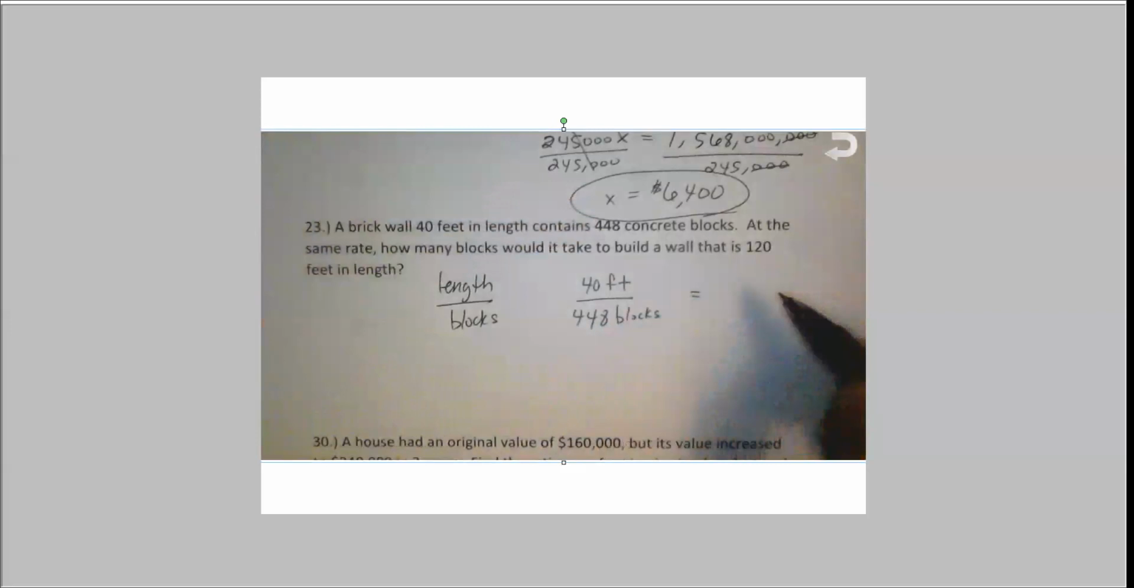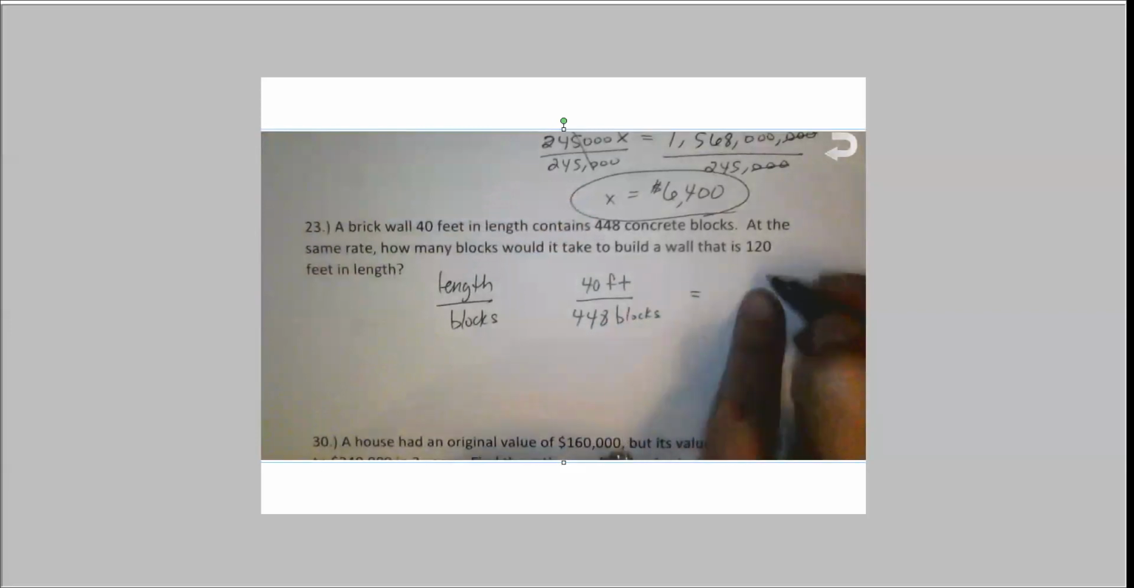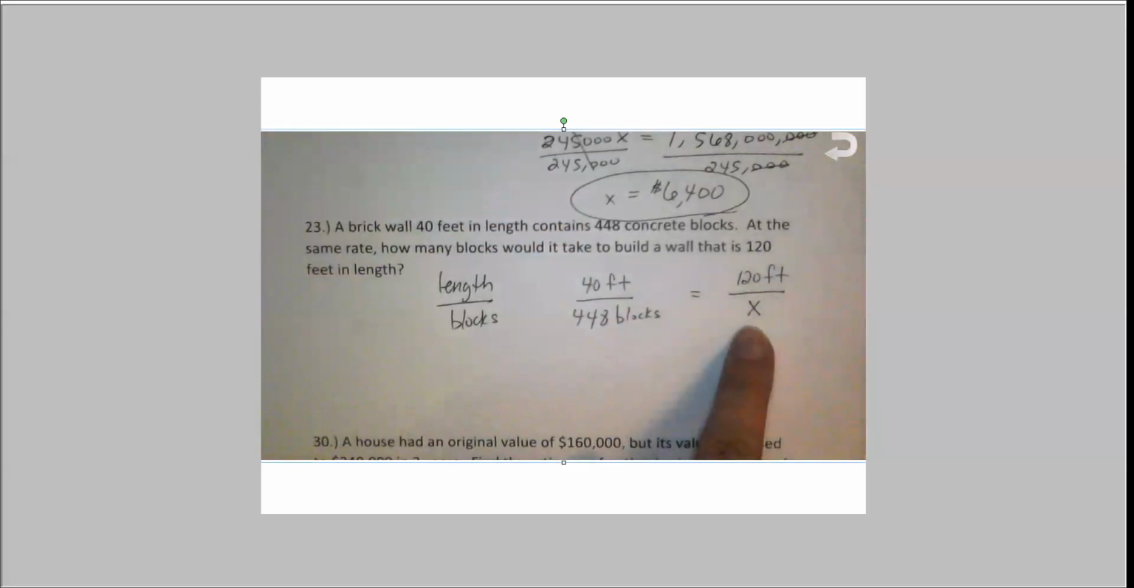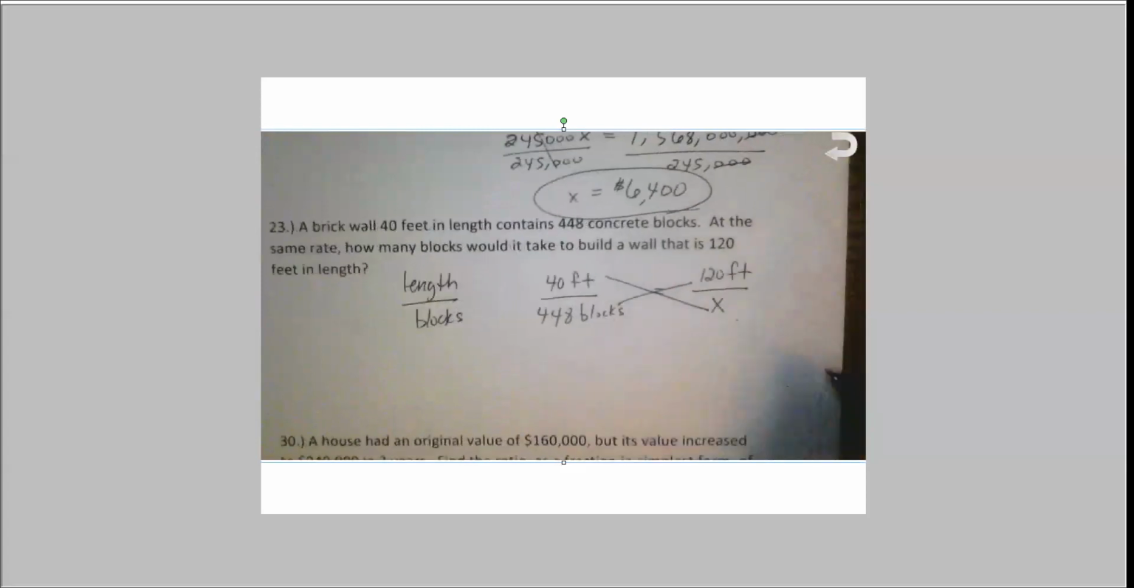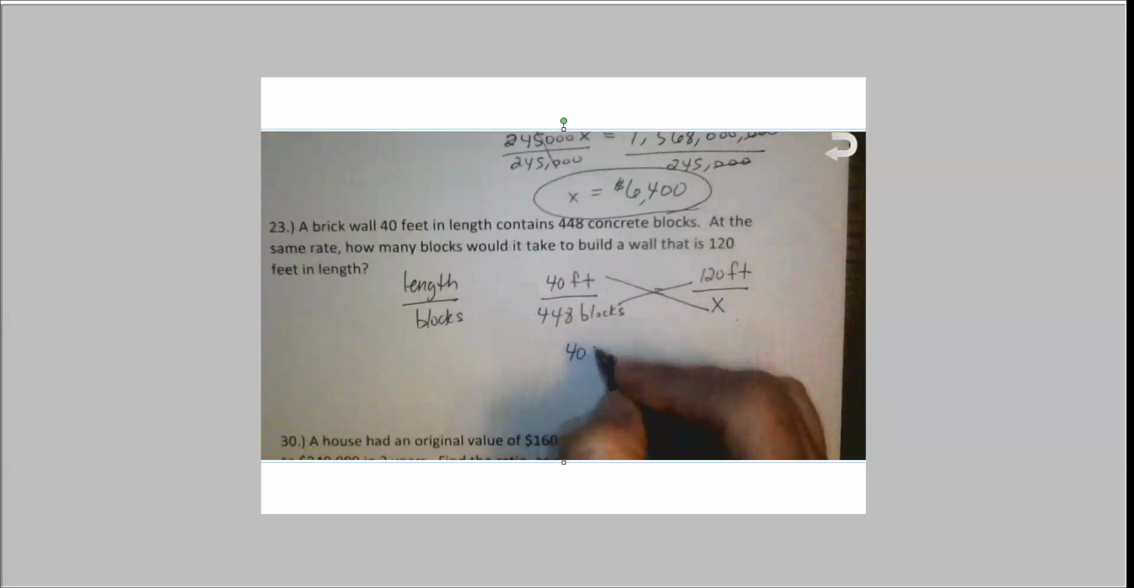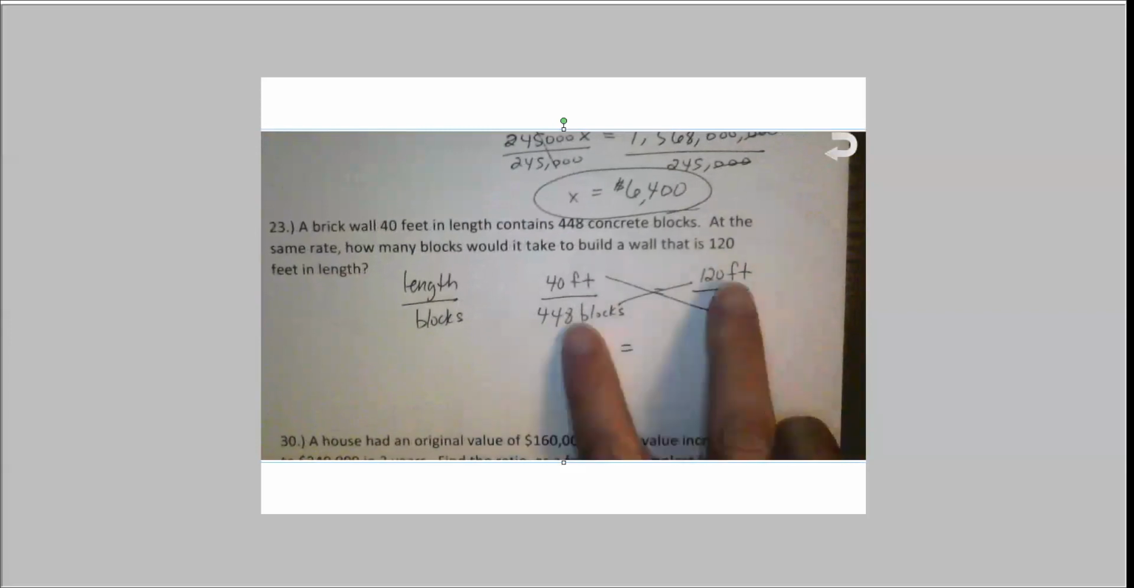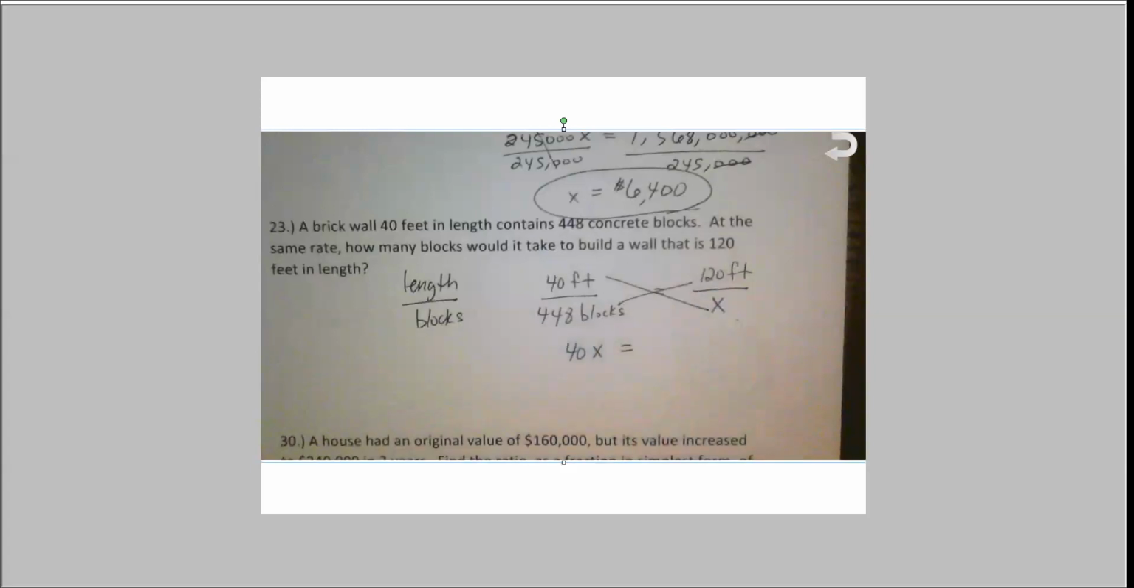So on the other side, I'm going to have to also set the length over the number of blocks. It's a 120-foot wall, but the question is how many blocks are going to be required to form that wall up. So I've got feet over blocks equals feet over blocks, and then we can cross multiply to find that missing value. So 40 times some unknown equals 448 times 120.